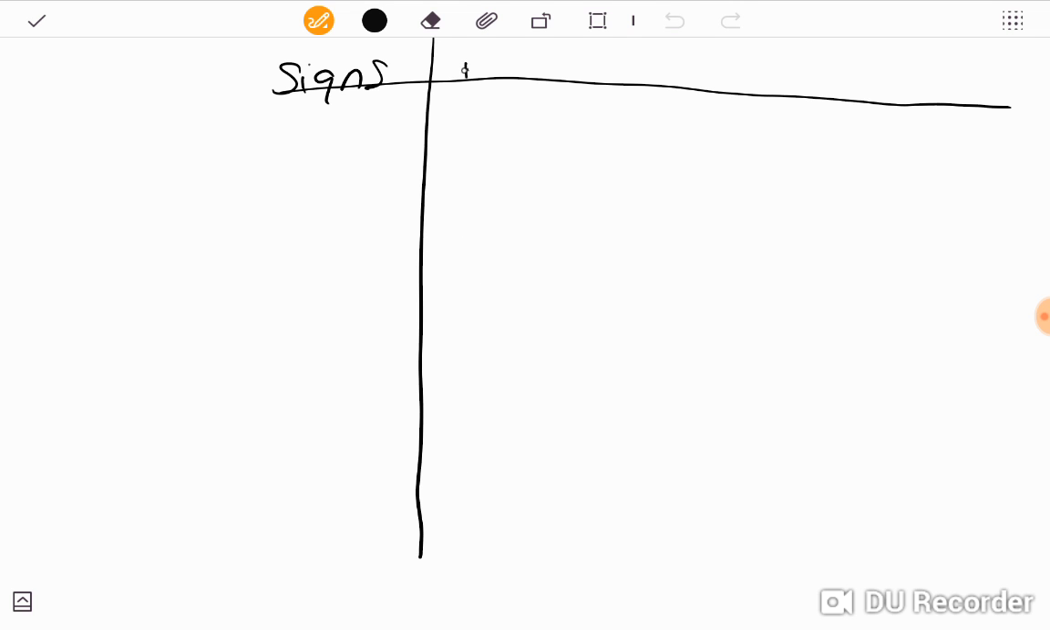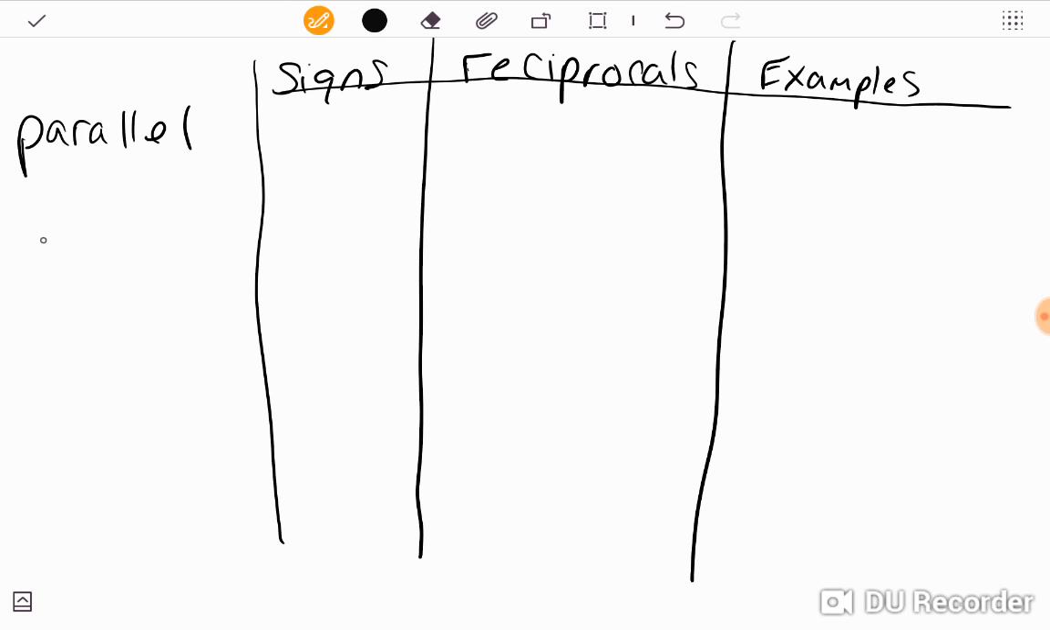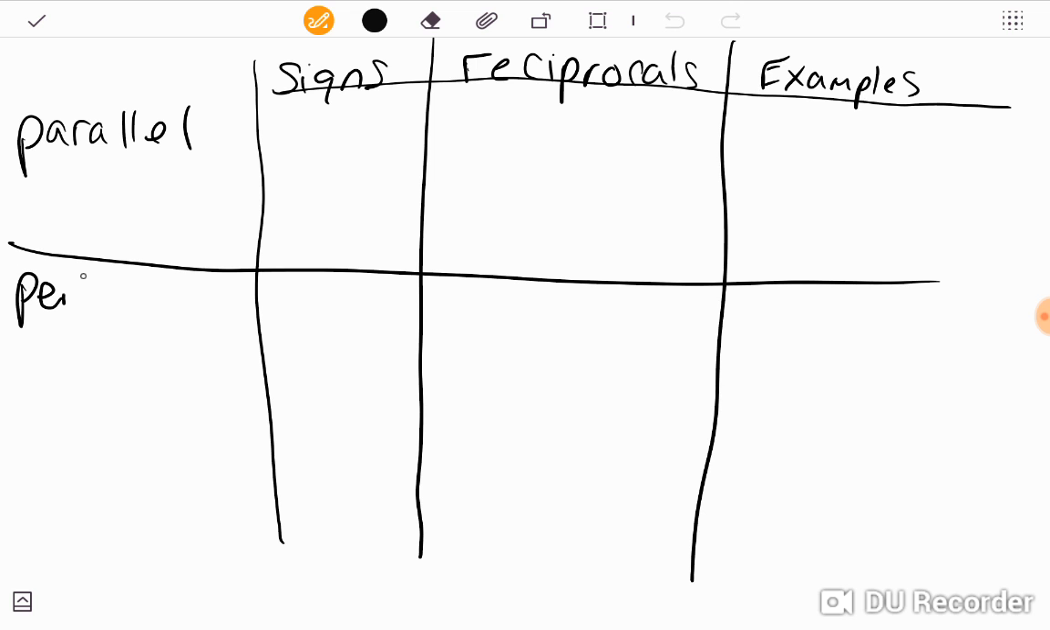So we have signs, reciprocals, and then I'll even put a couple of examples in here. So you can compare if you're looking at two equations. If you're looking at two equations and you're trying to figure out, is it parallel, is it perpendicular, you can use this table. And if you want, you can pause this video to look at it. But this should be a really great help.